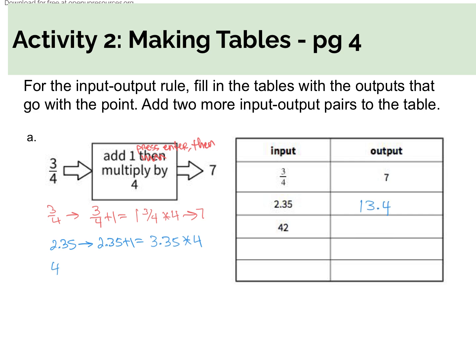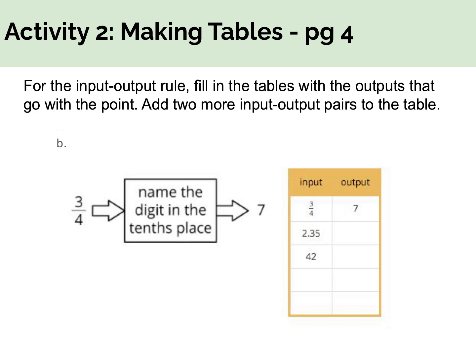And then 42. So 42 is our input. We're going to say 42 plus 1. That is 43, right? 42 plus 1 is 43. Then we take 43 and multiply it by 4. So our answer is 172. All right, let's try B.